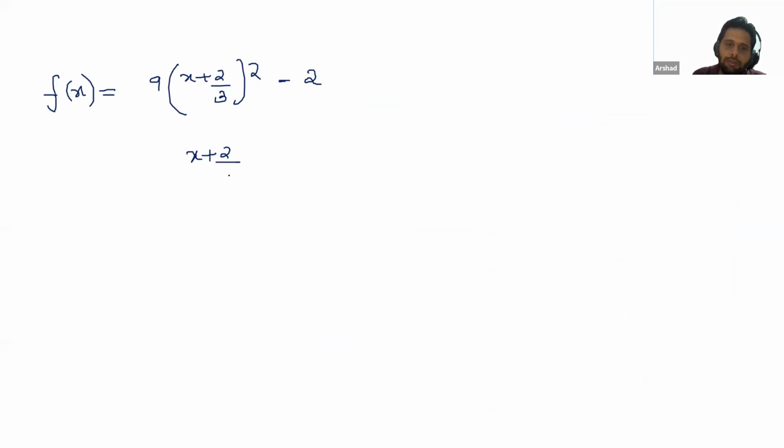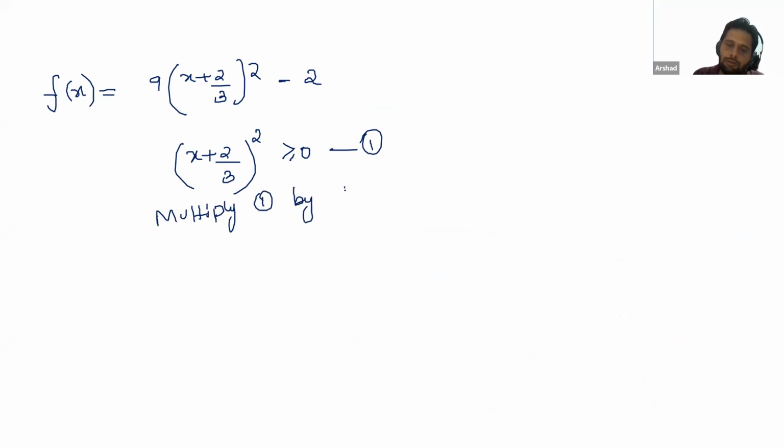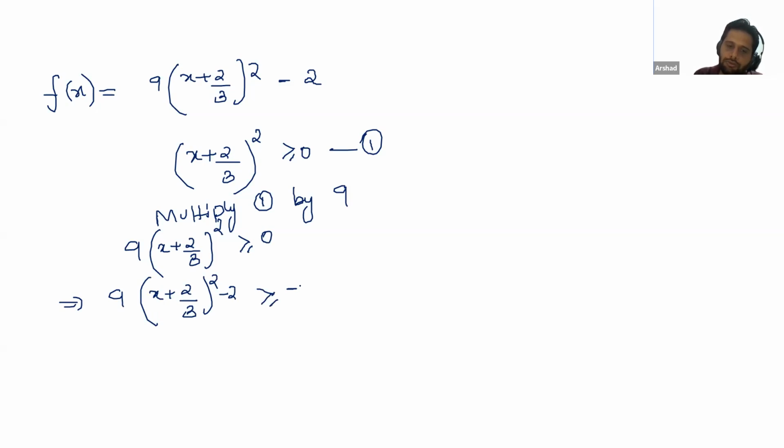x plus 2 by 3 whole square is greater than or equal to 0. Next we need 9 here. Let this be 1. Multiply 1 by 9. So what will you get? 9 into x plus 2 by 3 whole square is greater than or equal to 0. What you need is minus 2. So write x plus 2 by 3 whole square minus 2, which is greater than or equal to minus 2.